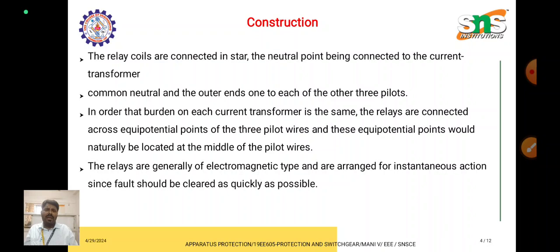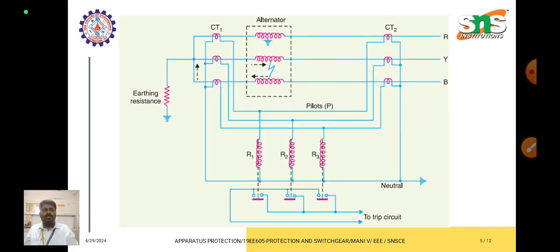Thus, there is an independent path for the current circulating in the pair of current transformers and the pilot. Here the relay coils are connected in star and the neutral point is connected to the current transformer neutral. In order that the burden on each CT is the same, the relays are connected across equipotential points of the three pilot wires, and these equipotential points would naturally be located at the middle of the pilot wire. The relays are generally electromagnetic type and are arranged for instantaneous action, since the fault should be cleared as quickly as possible. So this is a schematic diagram.